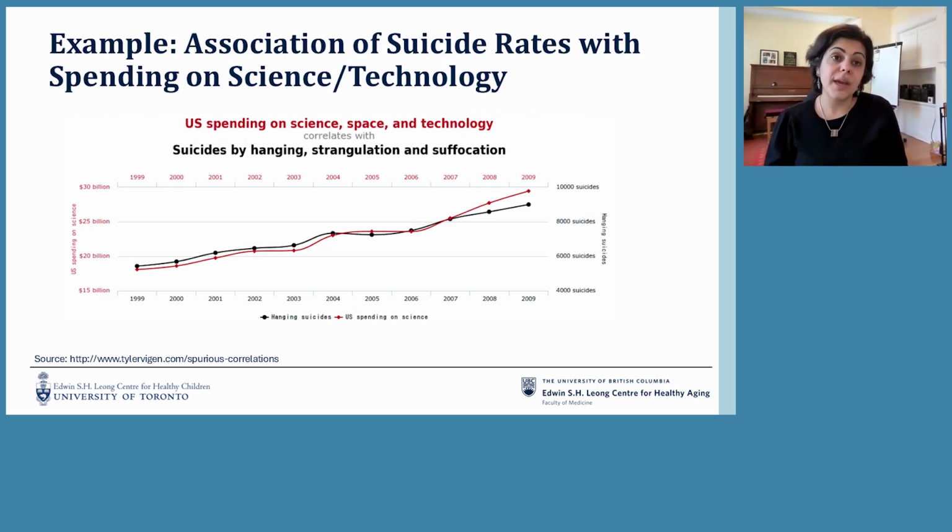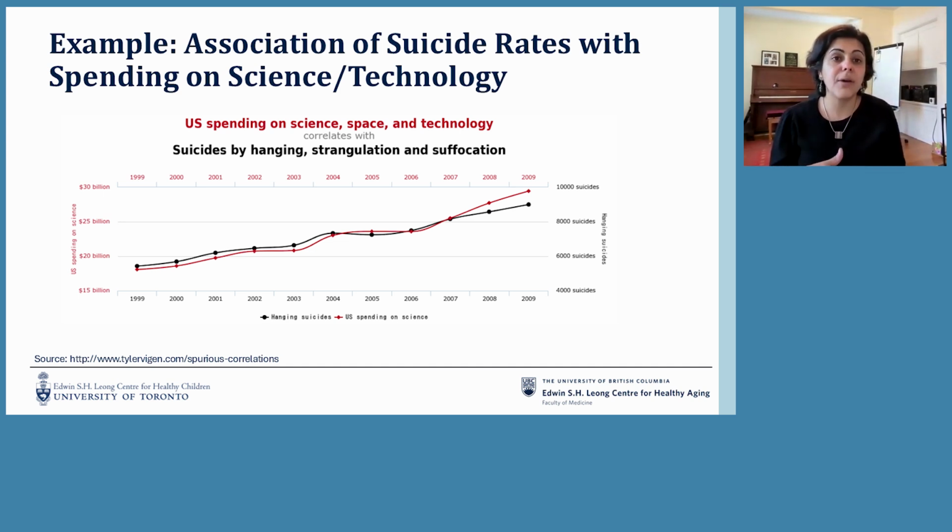And here the question being asked is, does US policy on science spending lead to increased suicides from hanging, strangulation, and suffocation? So if you just looked at this figure, you might think that that is the case, and this figure is based on real data, but your common sense tells you otherwise. And for those that haven't seen this Spurious Correlations website, it does a great job of pointing out why analyses like this one are problematic.